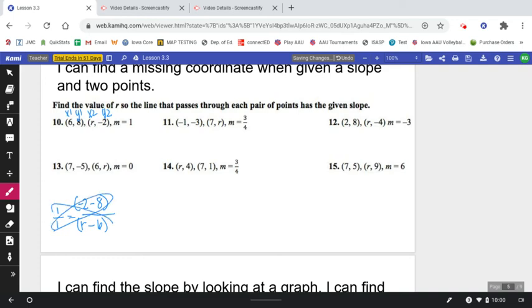So I'm going to use cross products. So the left side becomes 1 times parenthesis r minus 6. And the right side I'm just going to put in my calculator, which gives me negative 10. Distribute here, which gives me 1r minus 6. Add 6 to both sides. So 1r equals negative 4.